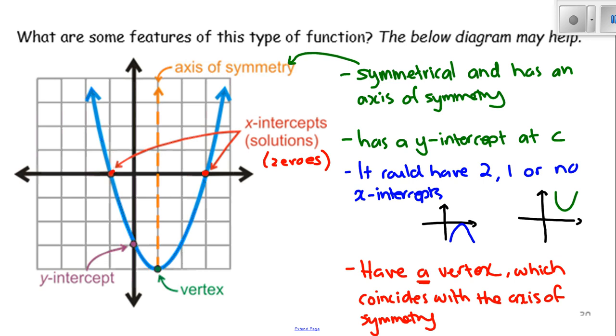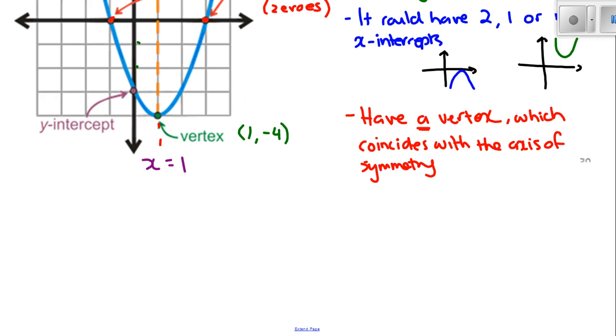What would be the axis of symmetry equation in this case? It would be probably x equals 1. So this example has an axis of symmetry at x equals 1. So the vertex for this one would be x equals 1, and then y equals probably, let's see, 1, 2, 3, negative 4. So this vertex, is it a maximum or is it a minimum? This one is a minimum. So this is a vertex.